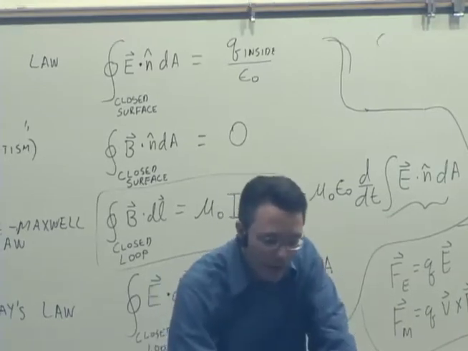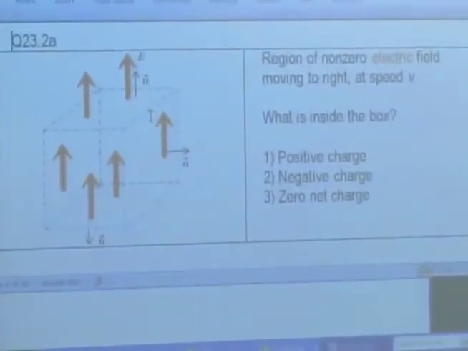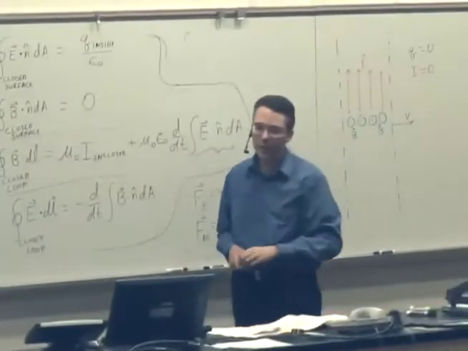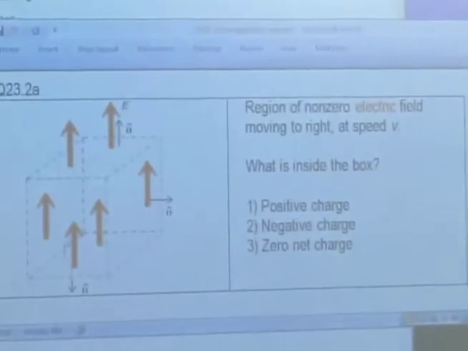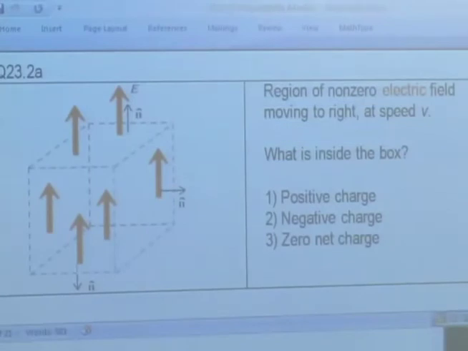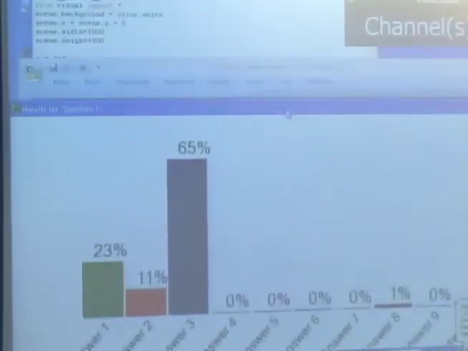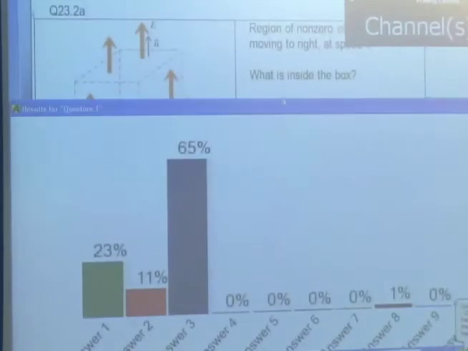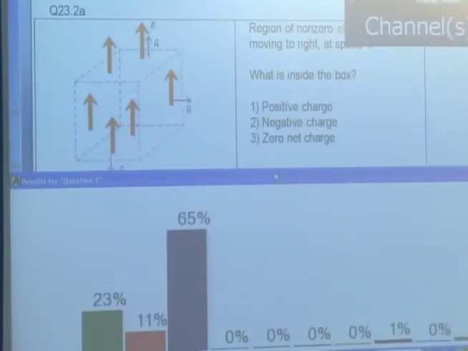Here's our region of non-zero electric field. Okay? It's everywhere pointing in the positive y direction. And I imagine a box that is inside this region of electric field. Okay? And of course, n hat is always pointing toward the exterior and is perpendicular to the surfaces of the box. What's inside the box? Okay, well, let's see. We have most of us saying 0 net charge, but we just got done taking a test where Gauss's law was one of the topics. So let's see if we can apply what we know about Gauss's law to this situation.